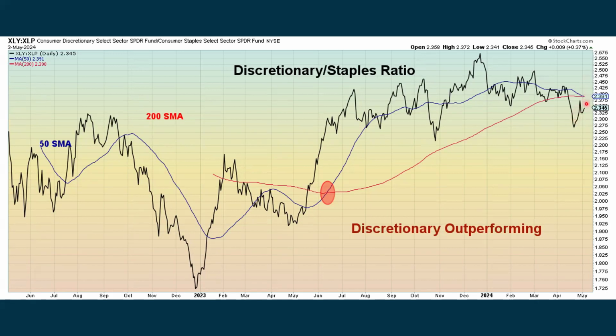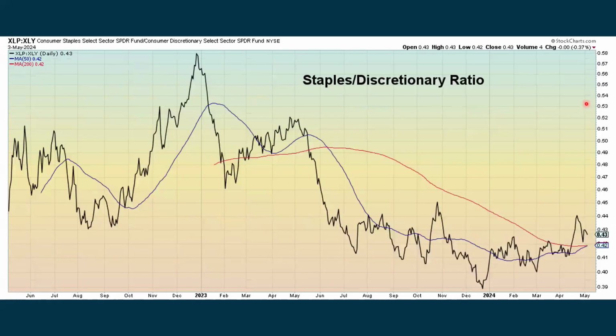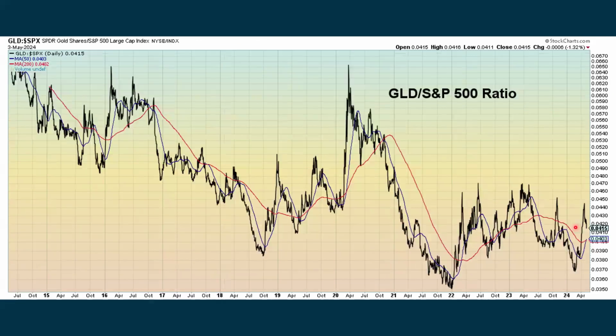We're getting ready to see a death cross with this ratio, meaning that discretionary is starting to underperform staples. And we're seeing pretty much that same thing with the staples to discretionary ratio, where staples are starting to outperform. Gold to the S&P, we're starting to see a golden cross here when we compare the price of gold with the S&P 500, where it had been underperforming. But now we're seeing some weakness in gold, so this ratio has been coming back down.